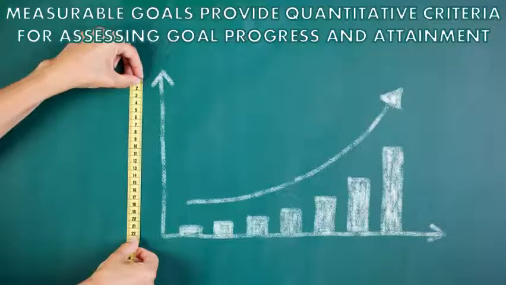Measurable goals provide quantitative criteria. And the reason we need quantitative criteria is we want to know when we've met our goal. We want to know how close we've gotten to our goal. And numbers help us do that.